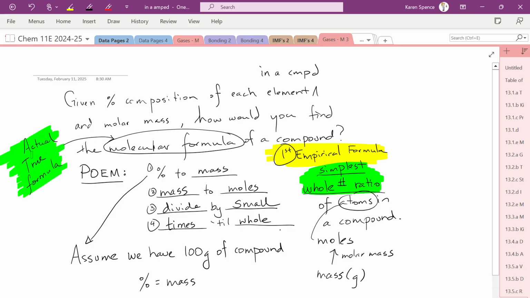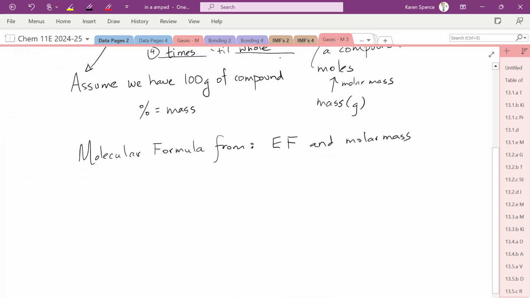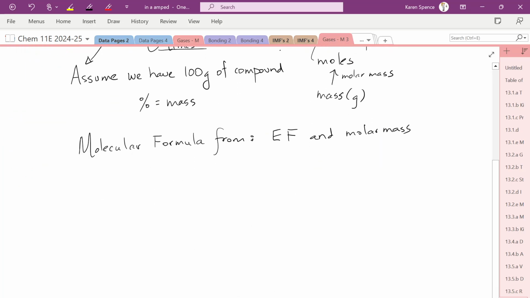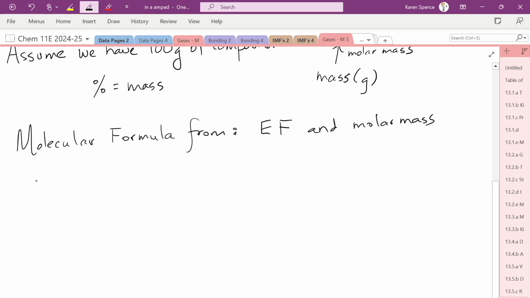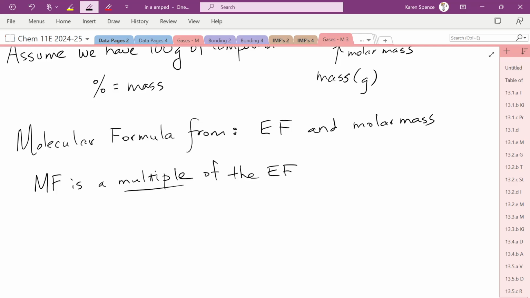How do those two relate to one another? Yes, the molecular formula is a multiple of the empirical formula. It could even just be the same thing. It could be a 1 multiple, but the molecular formula is a multiple of the empirical formula. How would we figure out what that multiple is? Like whether it's a 2 times or a 1 times or a 3 times, what would we need?